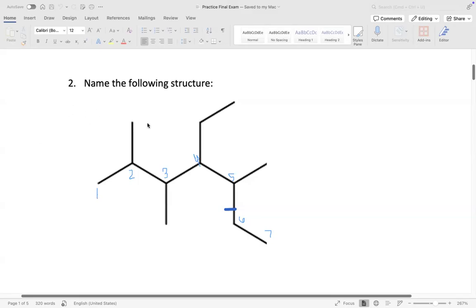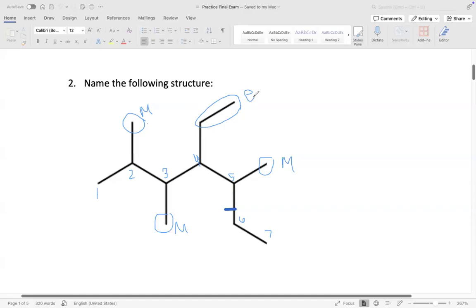We have a branch here, a one-carbon branch, so this is going to be a methyl branch. We also have a methyl branch here and here. So we're going to have a trimethyl, which we didn't get to see a lot of examples of. Alan might have thrown you an example here or there. And then we have a two-carbon branch, so this is going to be an ethyl.